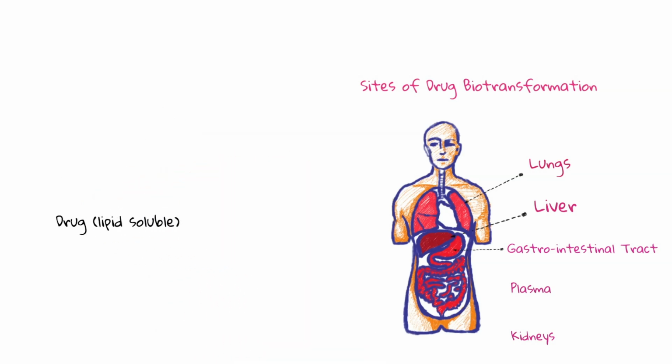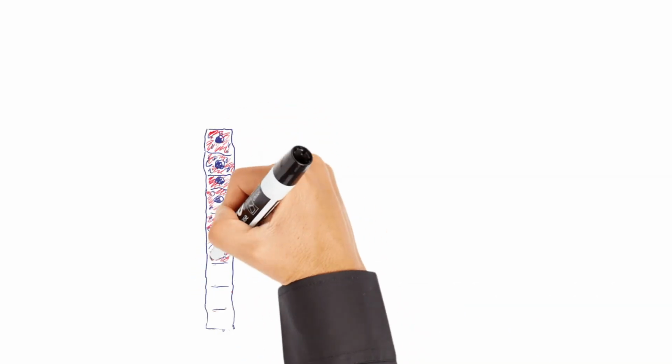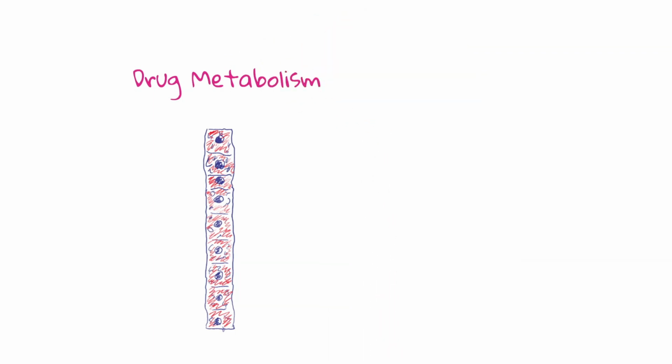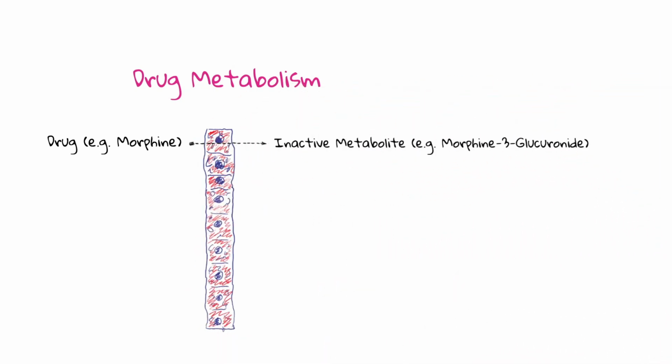The general principle of biotransformation is the metabolic conversion of drug molecules to more water-soluble metabolites that are more readily excreted by kidneys. In most cases, the metabolism of the drug results in its conversion to inactive metabolites that have little or no pharmacologic activity. For example, morphine is metabolized into inactive morphine-3 glucuronide.